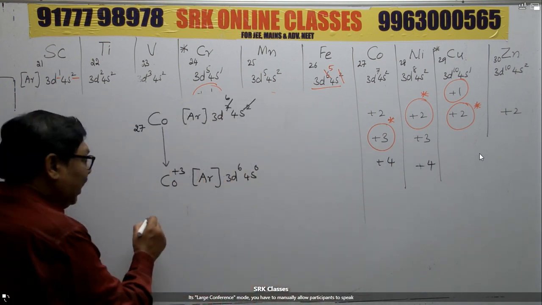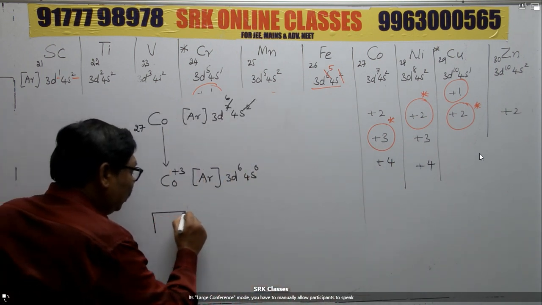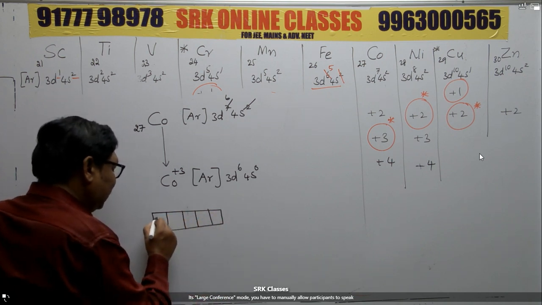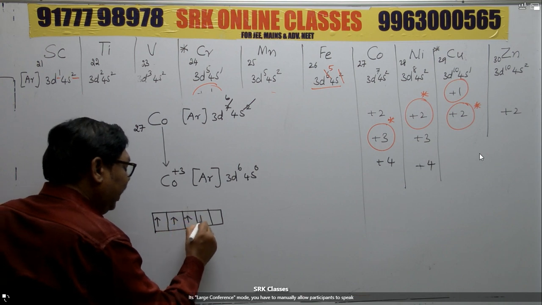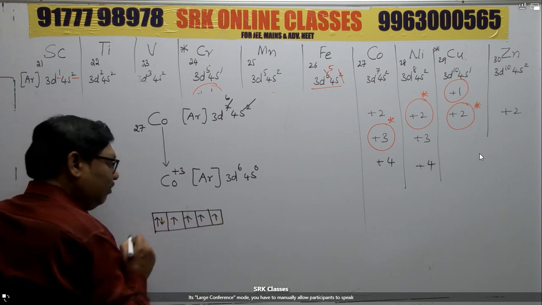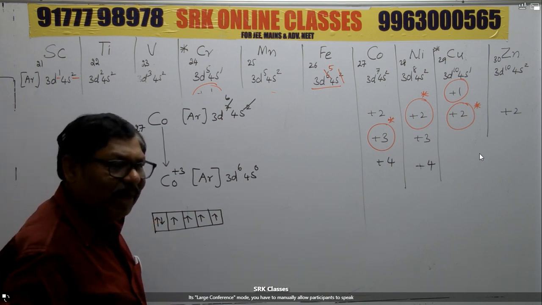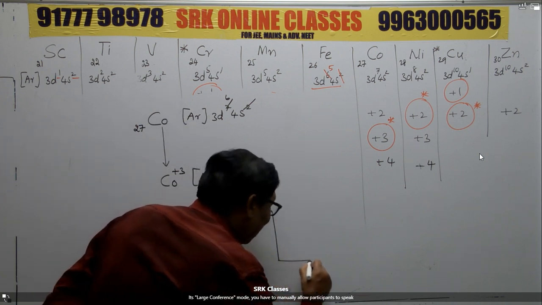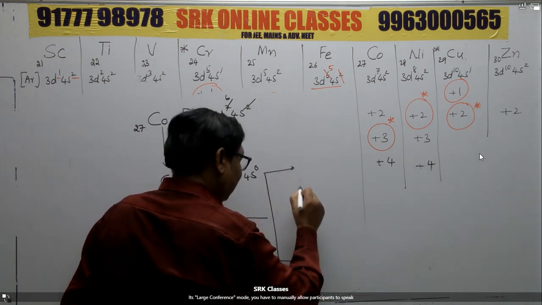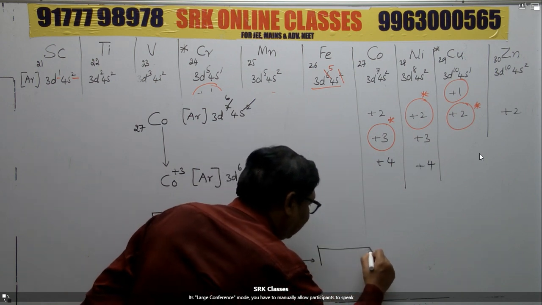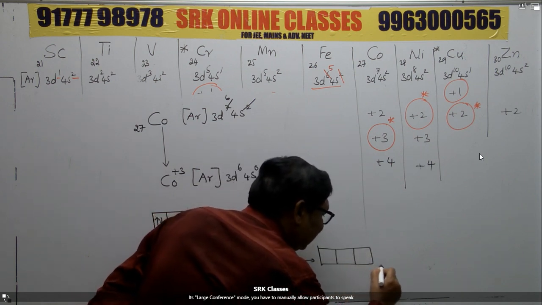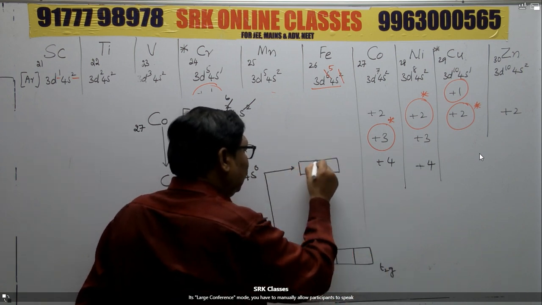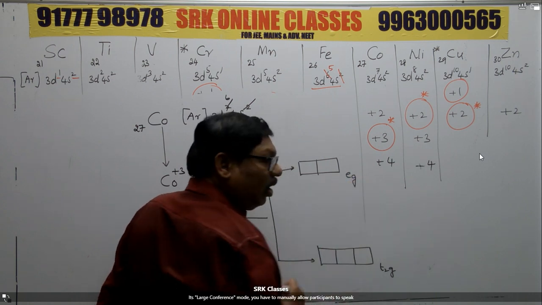Now I write the splitting of d orbitals here. Ground state, all d orbitals are degenerate orbitals. 6 electrons are there. 1, 2, 3, 4, 5 and 6. Neither is it half filled or completely filled. Now this splits into 2 sets in presence of a magnetic field or when a ligand approaches. One set is having 3 orbitals. This is t2g orbitals. Another set is having 2 orbitals, which is eg orbitals.